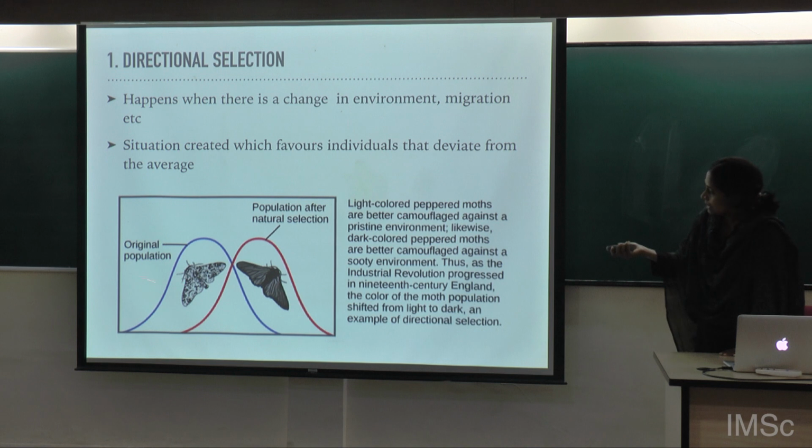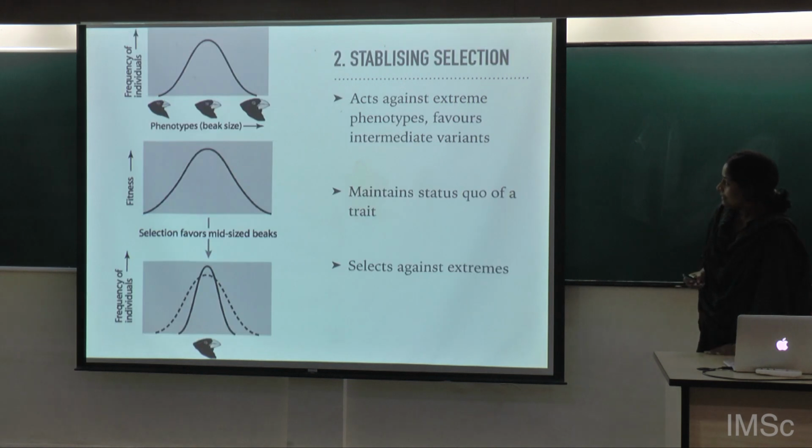This can happen like in the case of your moths, the light moths and the dark moths. You had an original population which was comprised more of light moths than dark moths, and then later, because of the industrial revolution, there was natural selection for a darker phenotype, right? So your population curve shifts to the right.